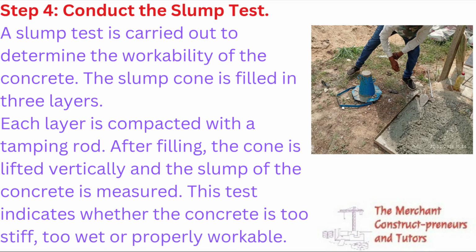The slump test is carried out to determine the workability of the concrete. This slump cone is filled in 3 layers. Each layer is compacted with a tamping rod. After filling, the cone is lifted vertically and the slump of the concrete is measured. This test indicates whether the concrete is too stiff, too wet, or properly workable.